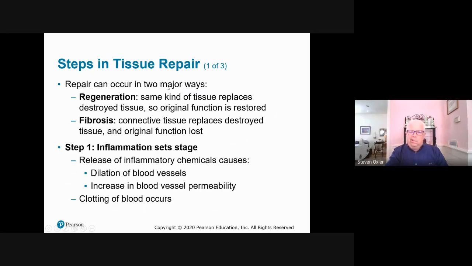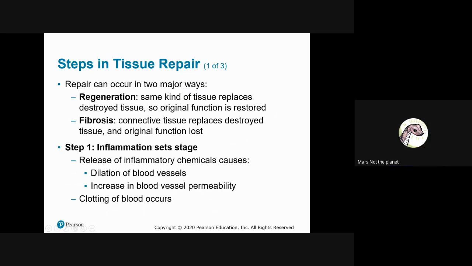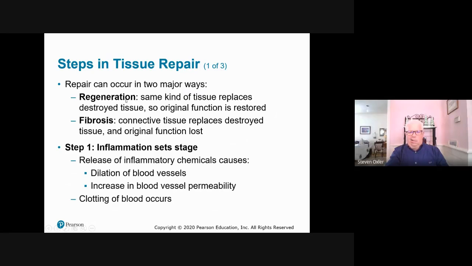Repair occurs in 2 ways: regeneration or fibrosis. All right? Regeneration is the same kind of tissue replaces the destroyed tissue. Therefore, the original function is restored. In fibrosis, connective tissue replaces destroyed tissue, and the original function is lost.